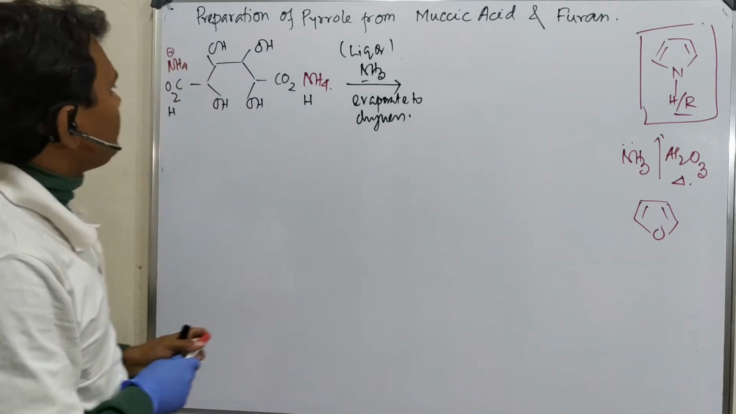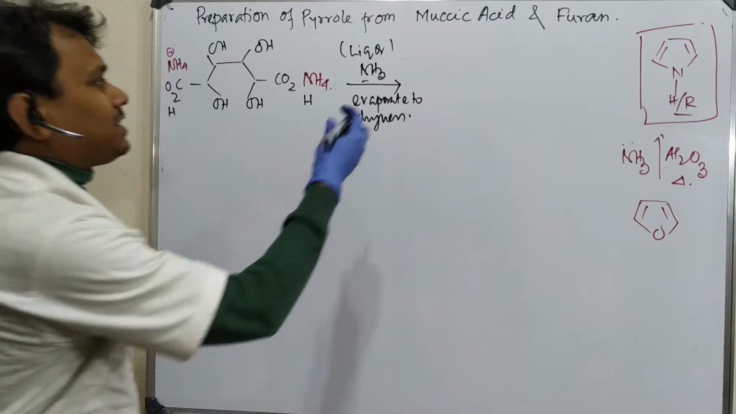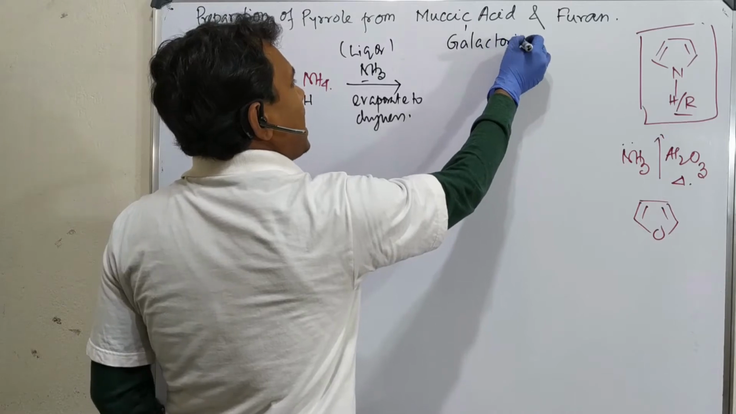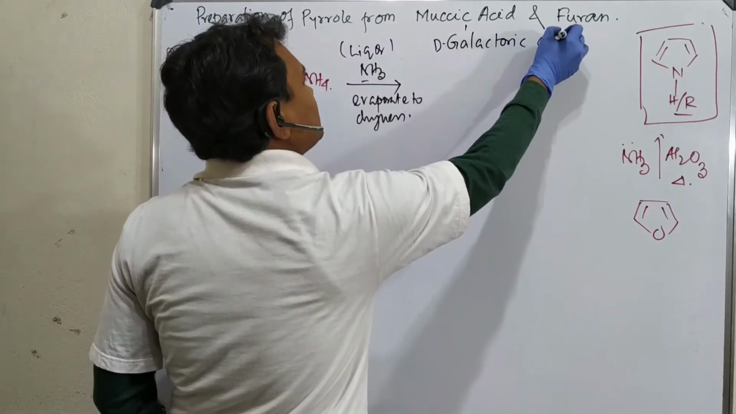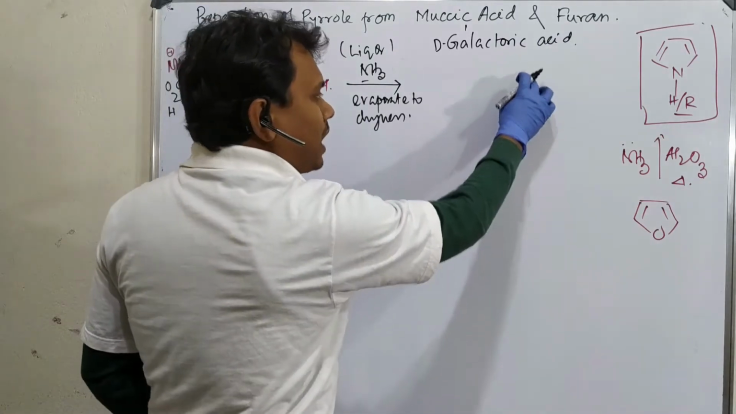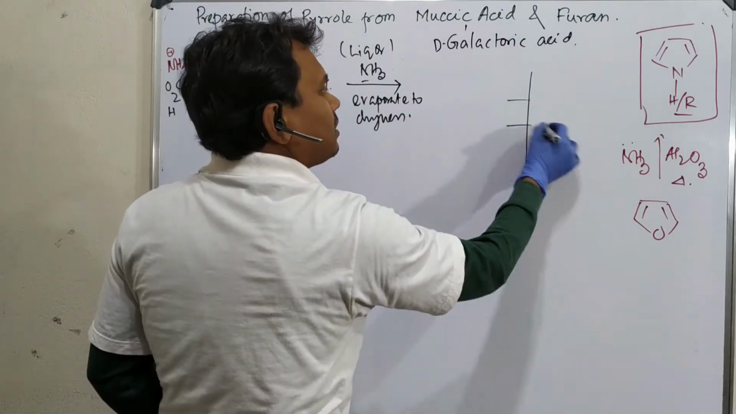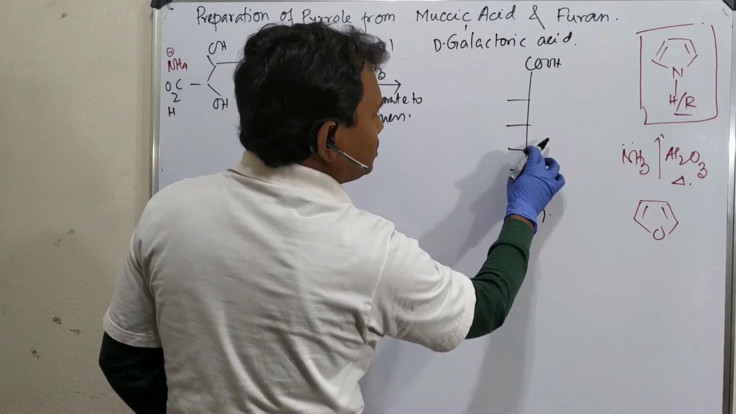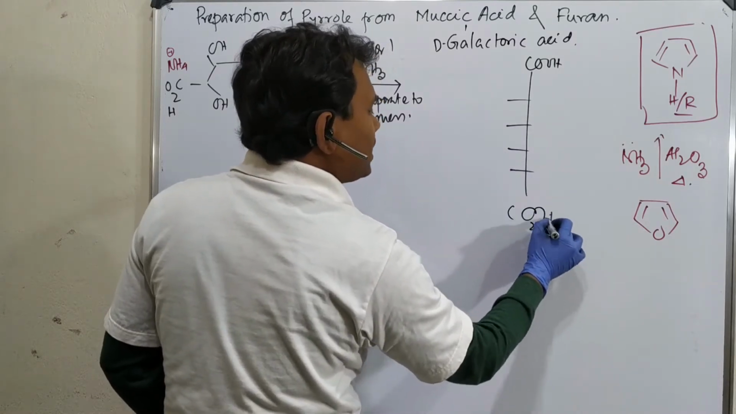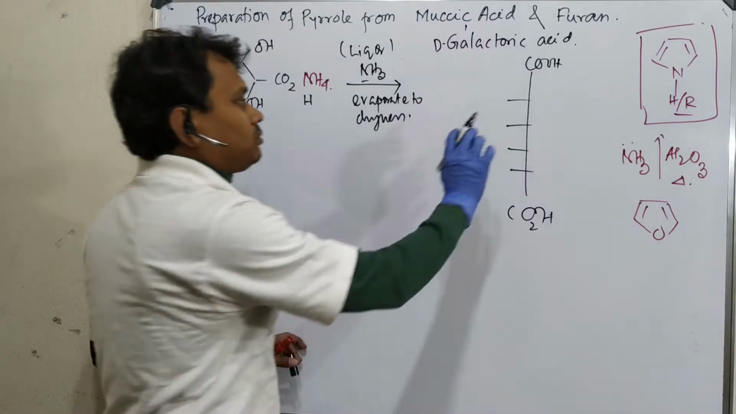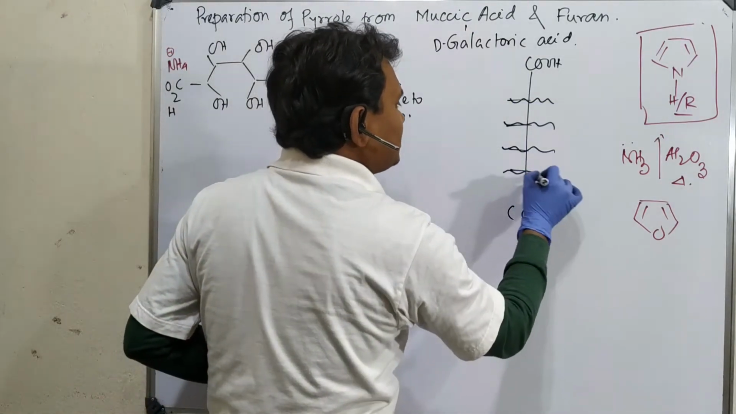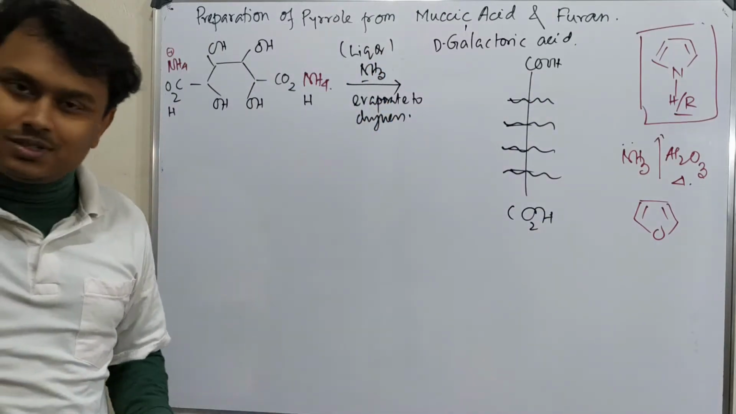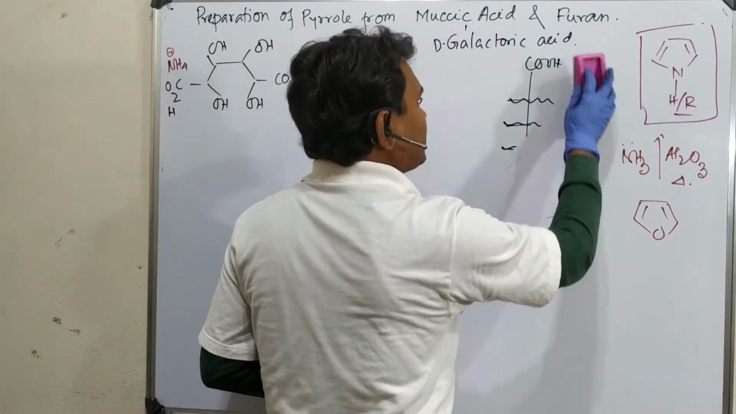Okay, let's start. Muccic acid has another name, galactaric acid. Actually, better to say D-galactaric acid. It is a carbohydrate with 6 carbons, with COOH at both ends, 1, 2, 3, 4. Fine, COOH. So this is galactaric acid. I should not talk about the geometry. There are 4 hydroxyls, so don't be confused.